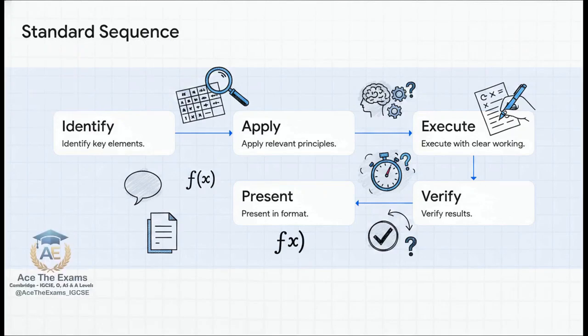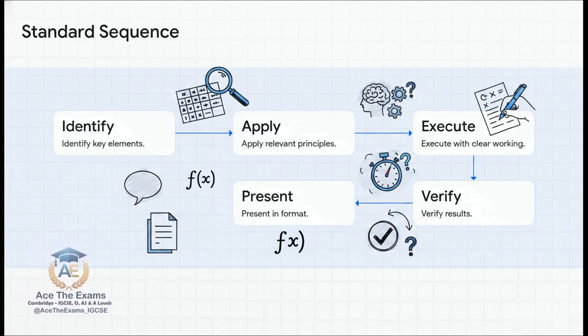Step 1. Identify the key elements. You scan for the command word and you circle the specific variables given to you, like clock speeds or cache sizes.